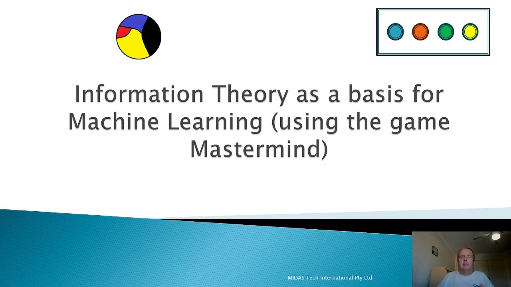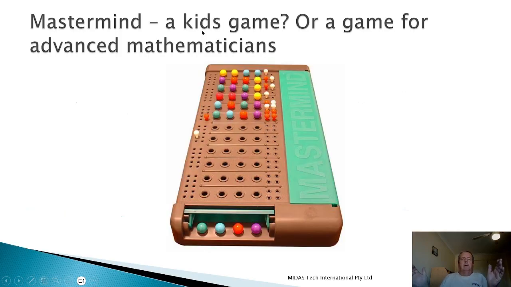Well, thanks so much for showing interest in this course. It's called Information Theory as a Basis for Machine Learning, using the game Mastermind as an example. Now, Mastermind, if you don't have it, go and buy it or get some pen and paper and play with pen and paper. But it's a kid's game.